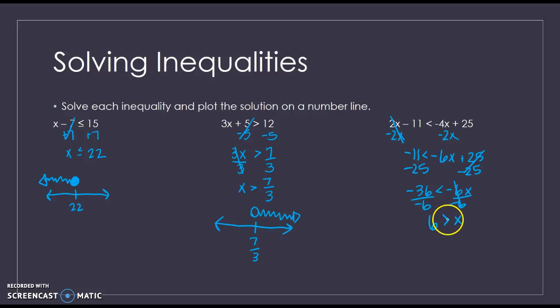Right? And I'm just going to rewrite this. I'm going to flip everything and put my x first. So instead of saying 6 is greater than x, I'm going to say x is less than 6. Go on my number line. I'm going to use open circle again. I want all the x's that are less than, so I'm going to go to the left.